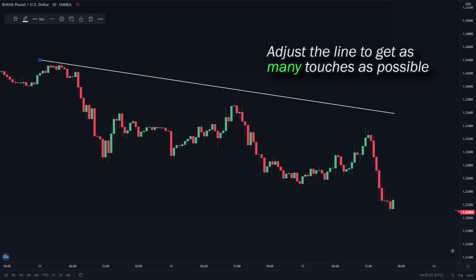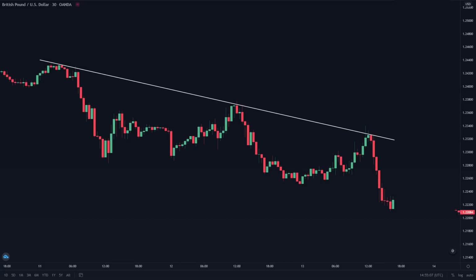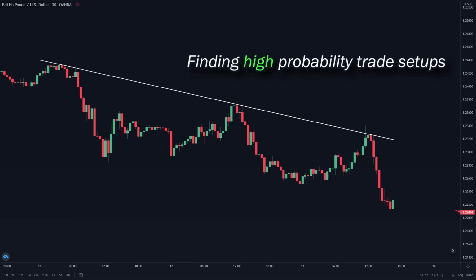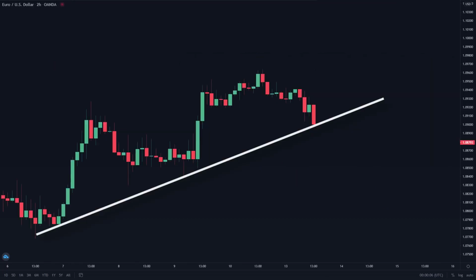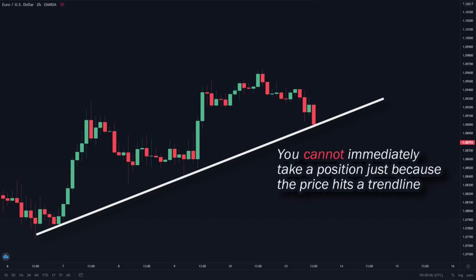So now that you know how to draw trend lines effectively, it's time to go in depth into how you can utilize these trend lines to find high probability trade setups. So first, let's start with the continuation pattern, which is a pattern that occurs when price bounces back to the direction of a trend right after hitting a trend line. Now remember, you cannot immediately take a position just because the price hits a trend line. You need to use other price action techniques to confirm your analysis.